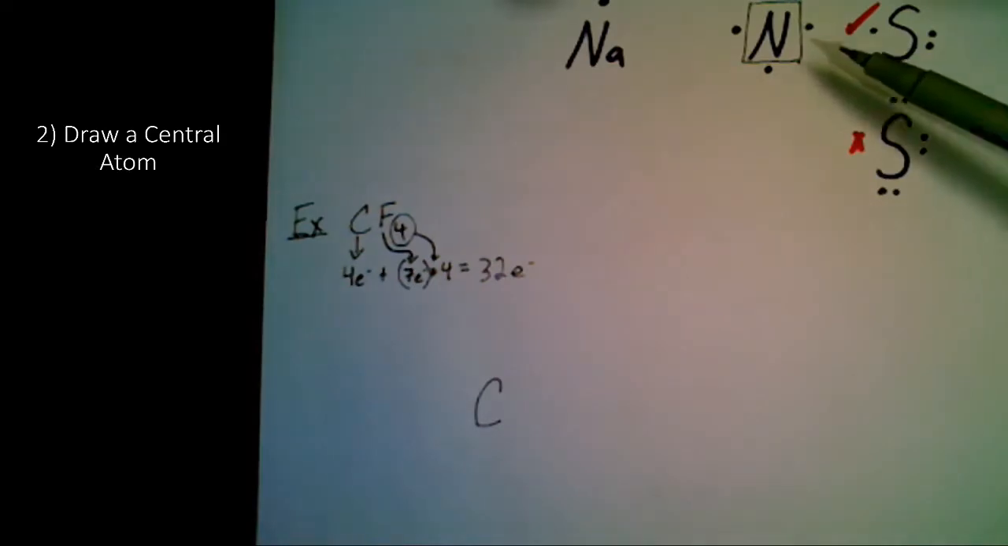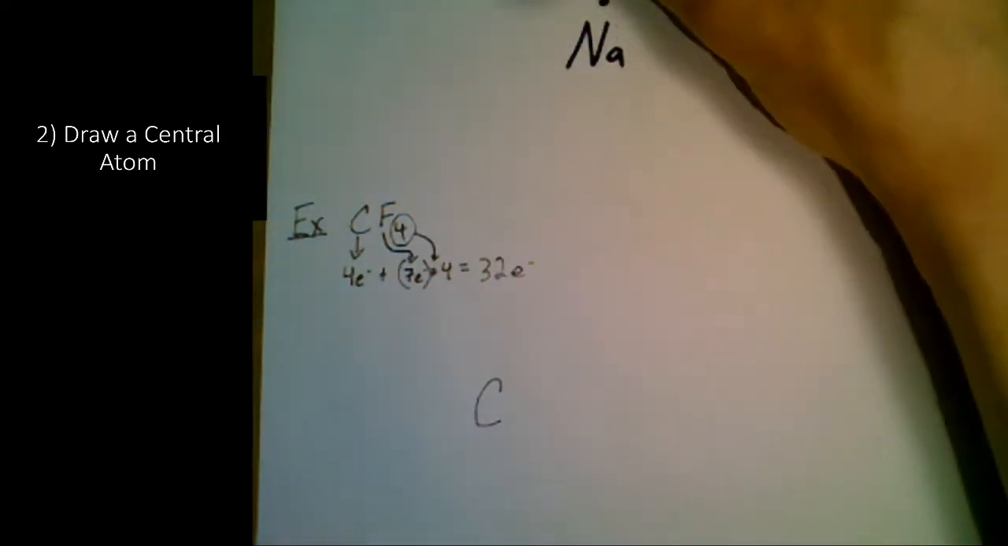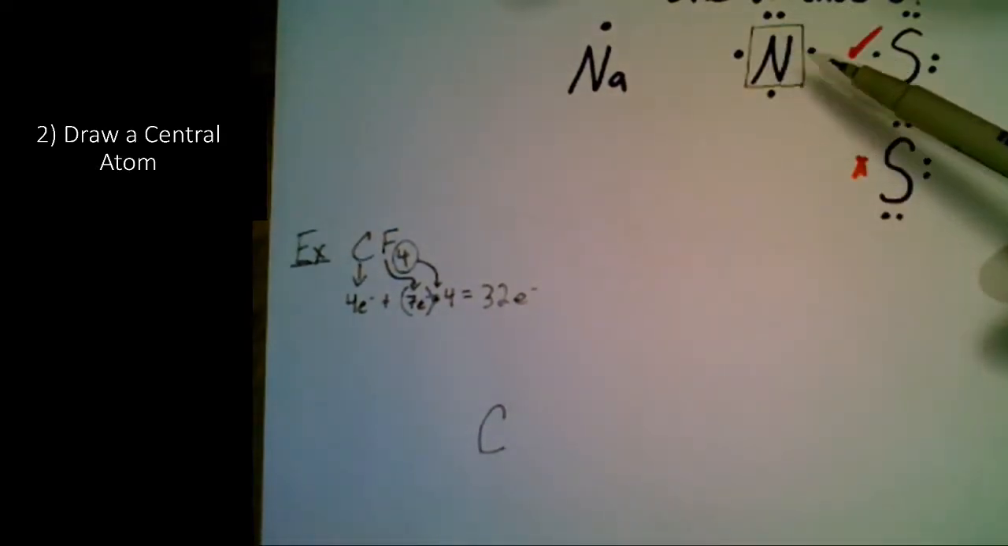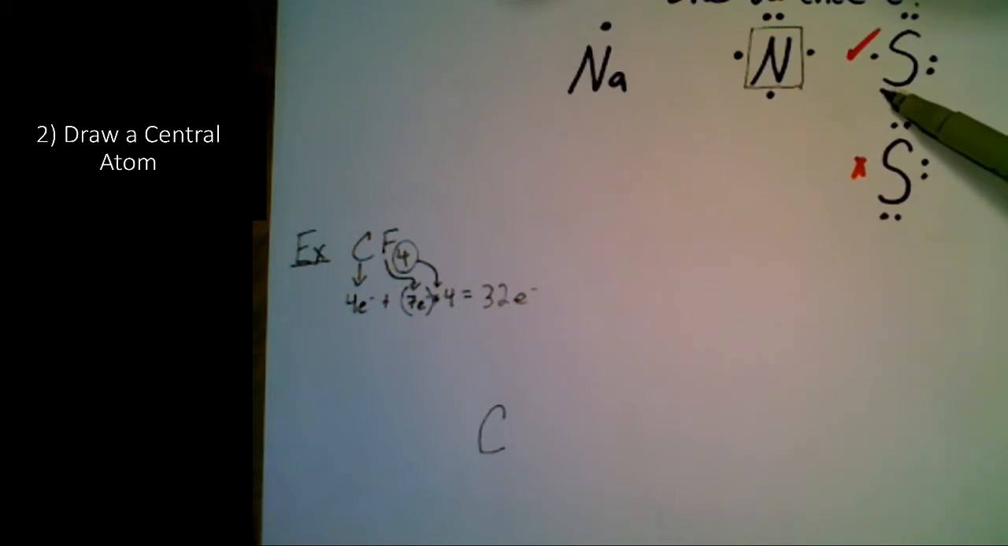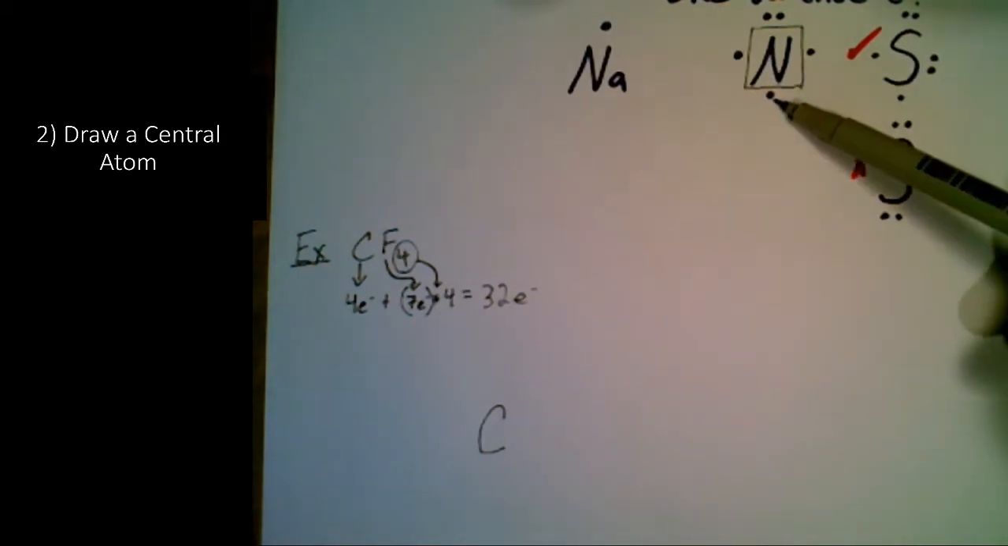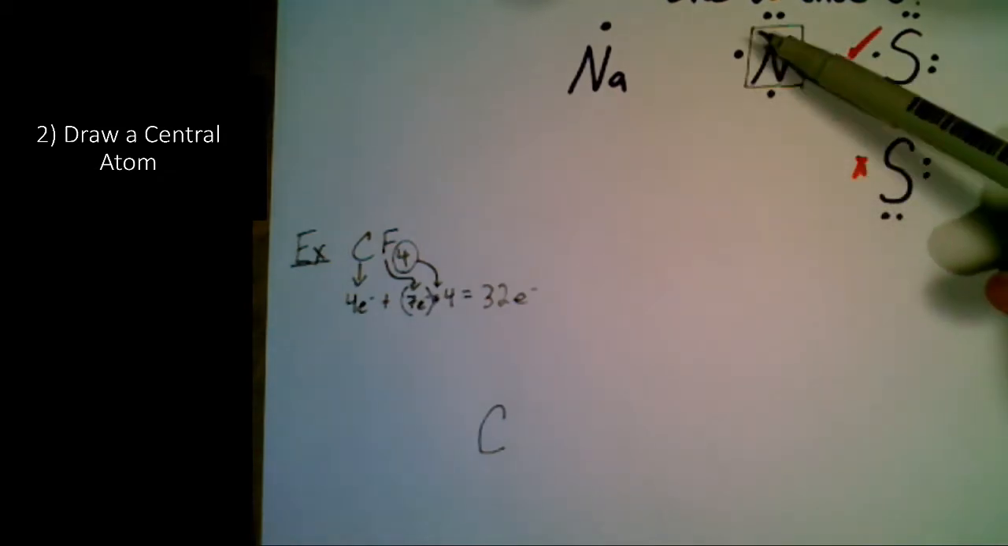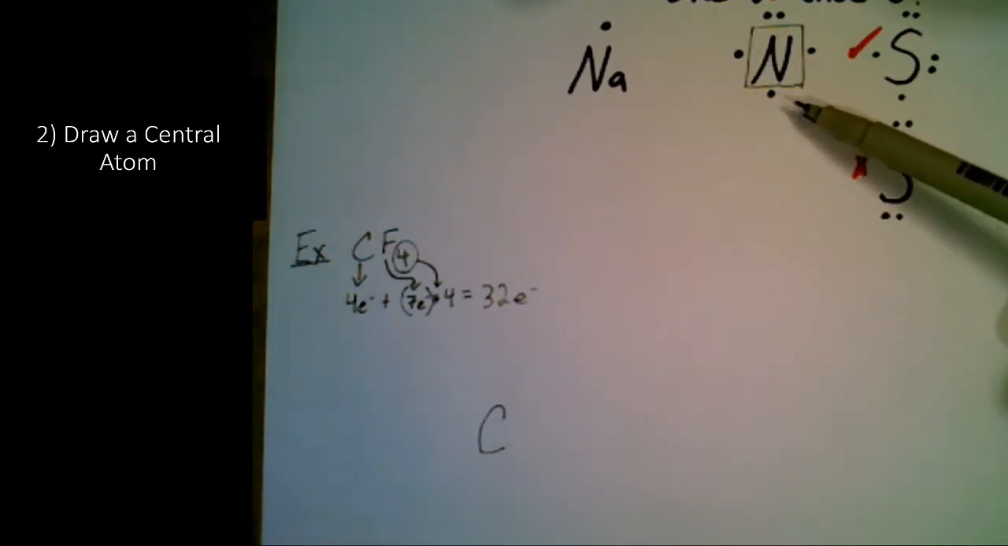I personally like to use the element that has the most unpaired electrons in its Lewis dot diagram. To give you an example, let's say we had a molecule that has nitrogen and sulfur, and you weren't sure which one should go in the center. I would choose nitrogen because it has 3 unpaired electrons, and so it should be the central atom.